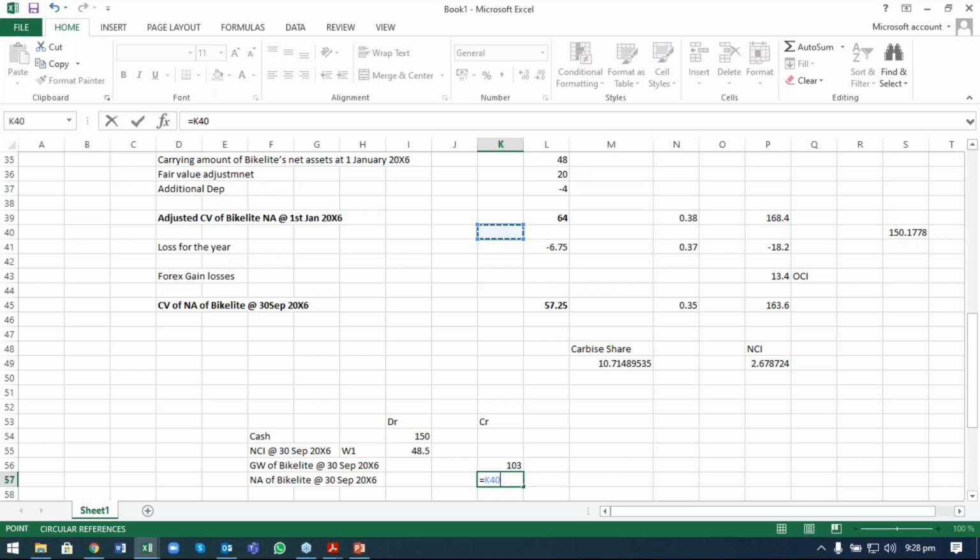So the next thing, Backlight at 30th September, would be what? Net assets of Backlight, carrying value at 30 September. Yes, this is the value, 163.6 million.